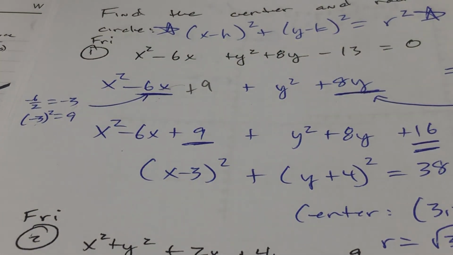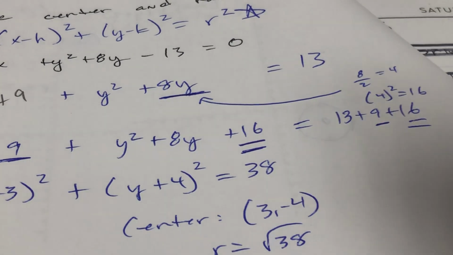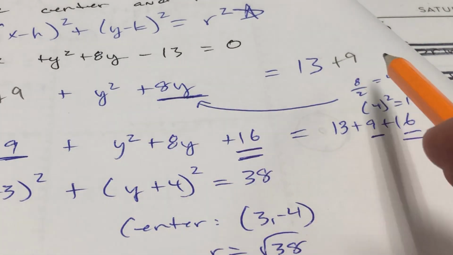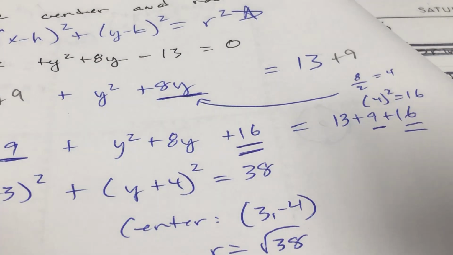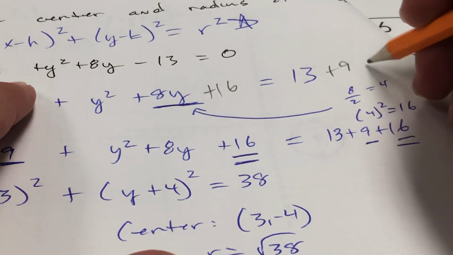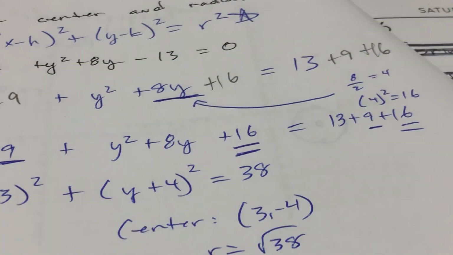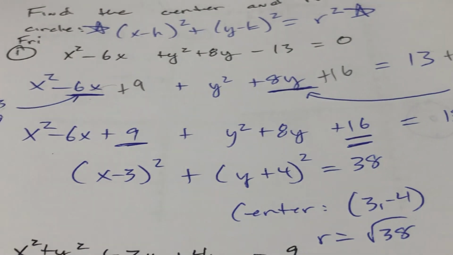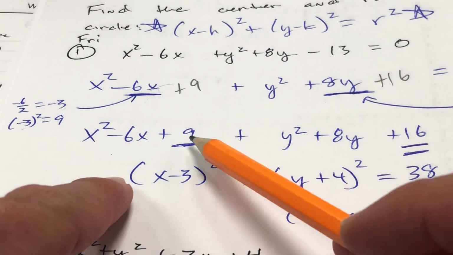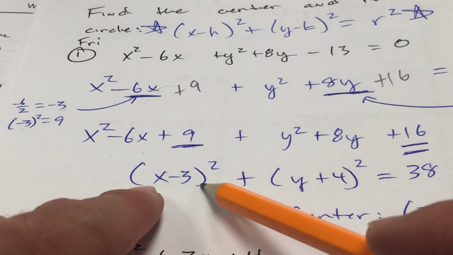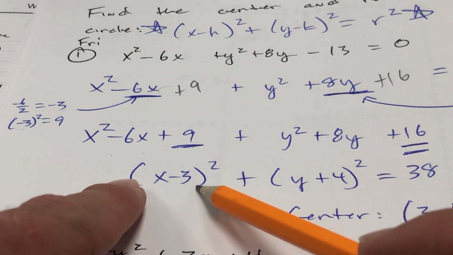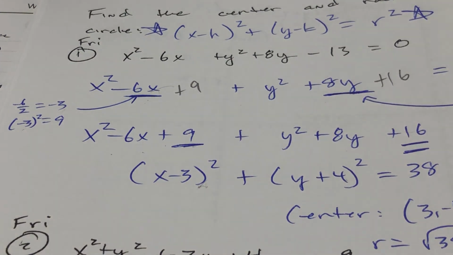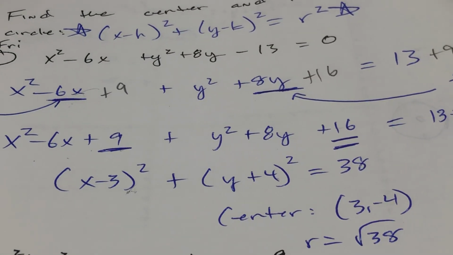If I added 9 to the right, what do I got to do to the left? You got it, add 9. Then I take this 8, I take half of 8, it's 4, and I square 4 to get 16. I'm going to put a plus 16 here, a plus 16 there. That gives me 38 on the right side, perfect. I ask myself, what multiplies to 9 and adds to negative 6? It's always half the middle term, it's x minus 3 twice. What multiplies to 16 adds to 8, it's 4 twice. That's what we're doing, completing the square.